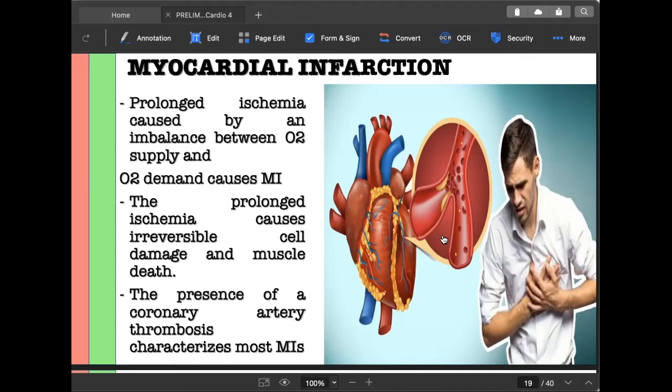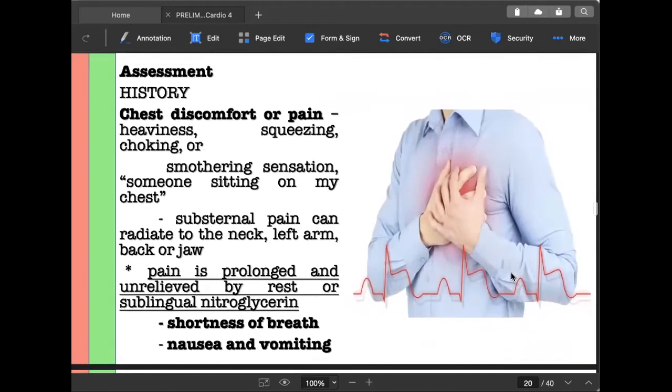And then if the plaques rupture, of course, there's going to be formation of a thrombus. And if there is a thrombus in the arteries, there's going to be occlusion or decrease in the blood flow, which will result in myocardial infarction. Okay, so you can see here the history: heaviness, squeezing, choking, or smothering sensation, someone sitting on the chest. Ito yung sinasabi nila minsan na ang bigat ng pakiramdam or para silang dinadaganan ng elepante. Okay, that is your MI.